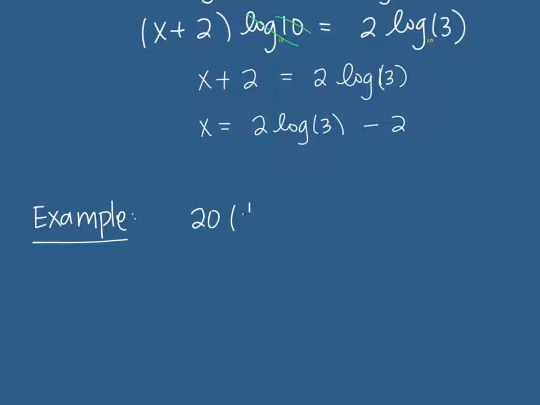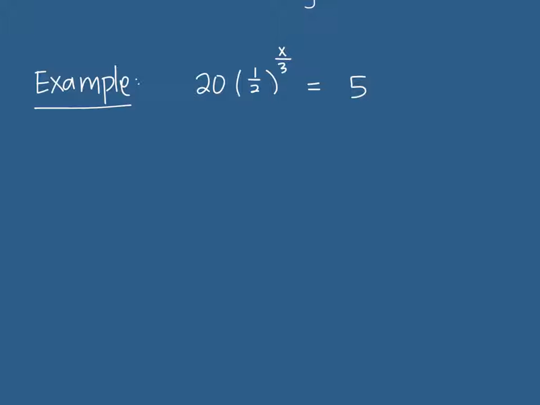20 times 1/2 to the x over 3 equals 5. All right, well, first I got rid of the 20. That's the first thing I got to do. So I'll divide both sides by 20. That will leave me just with 1/2 to the x over 3, and it will leave me with 1/4, sorry, 1 over 4.